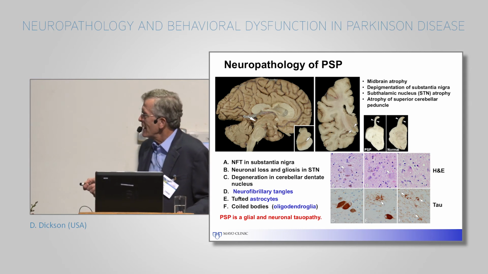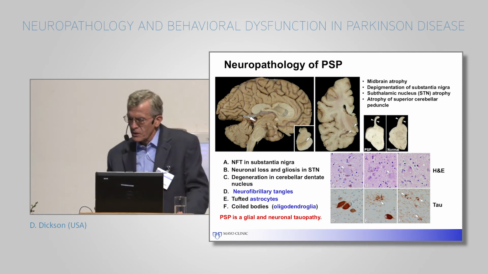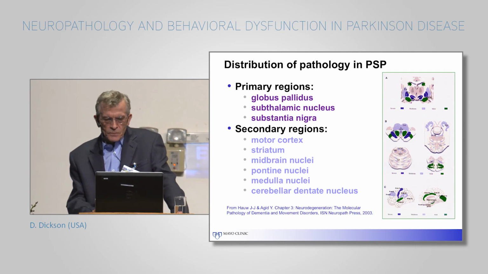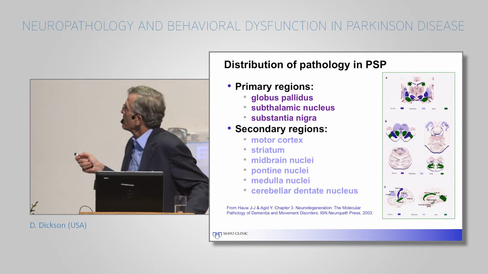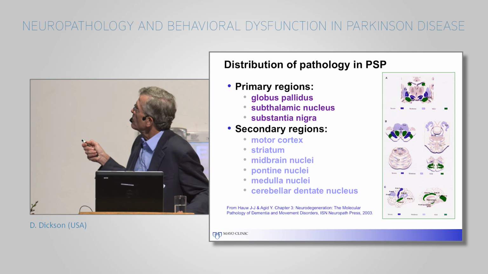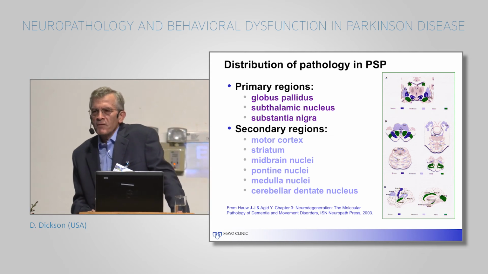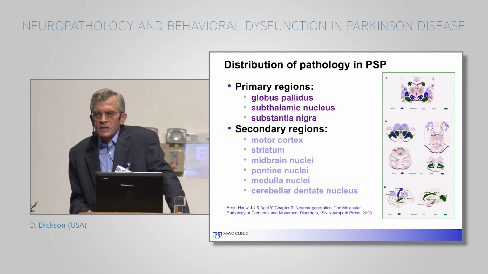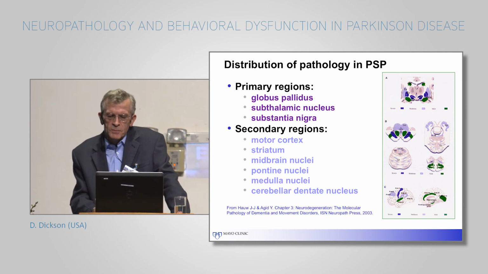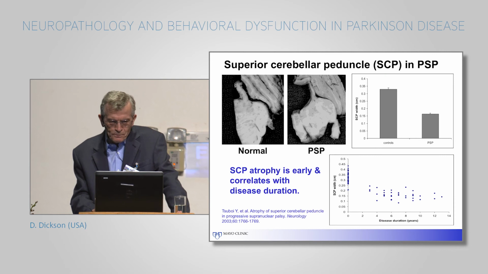This is a neuronal and glial tauopathy, so we see tau tangles in neurons, as well as astrocytic lesions and oligodendroglial lesions. The regions that are most vulnerable are the globus pallidus, subthalamic nucleus, and substantia nigra, and a variety of other systems, especially extrapyramidal systems, are vulnerable as well.